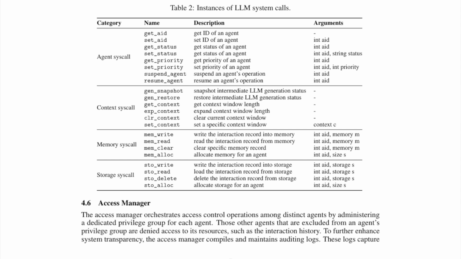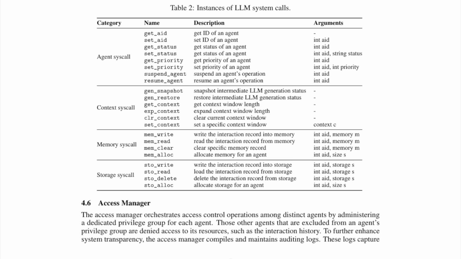Category: Agent syscall. Name: getAid. Description: getID of an agent. Arguments included: int_aid. Category: Agent syscall. Name: setAid. Description: setID of an agent. Arguments included: int_aid. Category: Agent syscall. Name: getStatus. Description: getStatus of an agent. Arguments included: int_aid. Category: Agent syscall. Name: setStatus. Description: setStatus of an agent. Arguments included: int_aid, string_status.